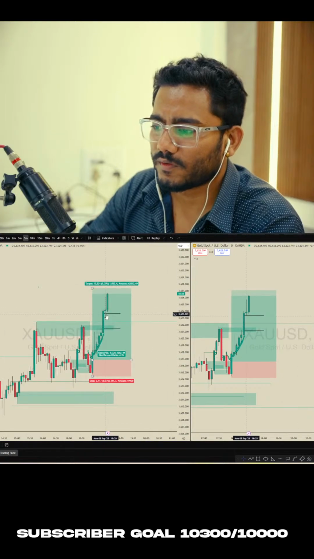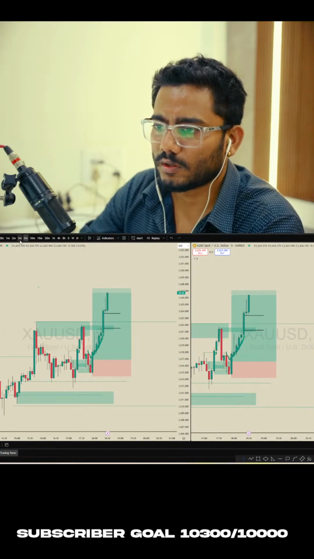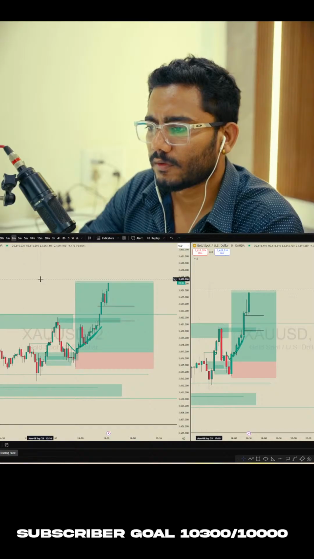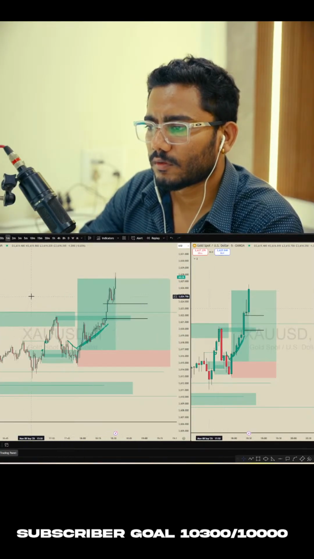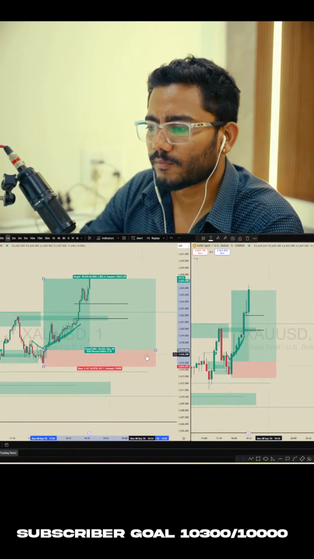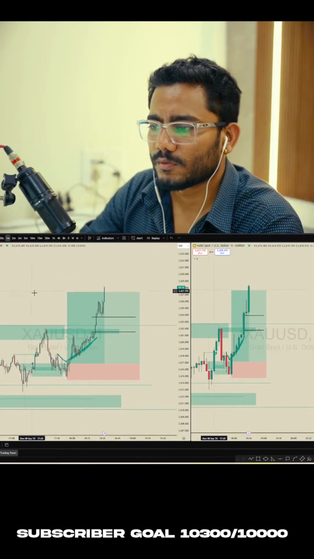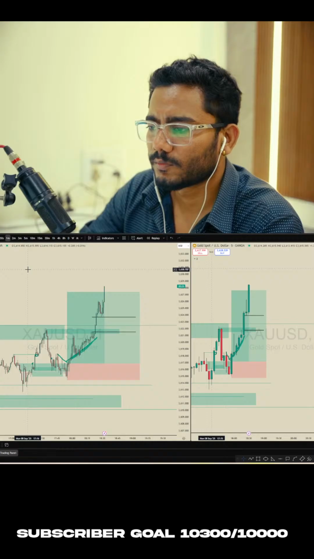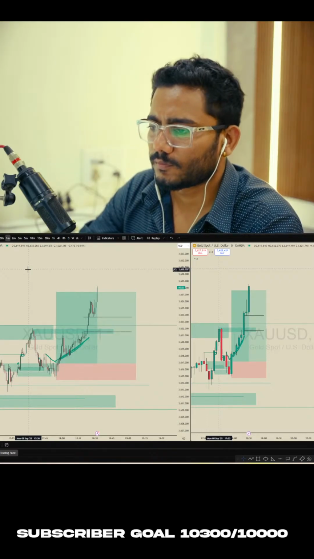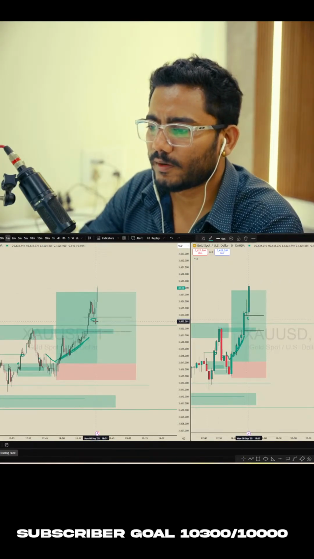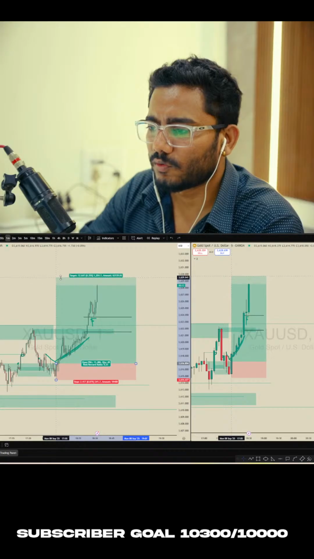Trail your stop loss below this low and hold this to the take profit here. You can hold this move to the upside by trailing the stop loss to the upside. Right now it's 1 is to 4.